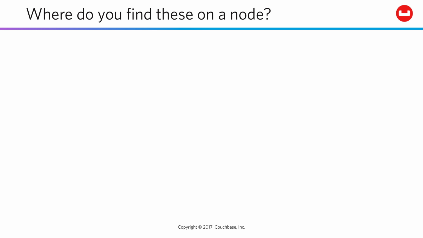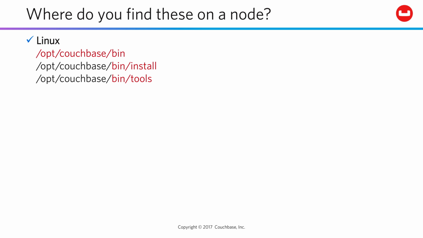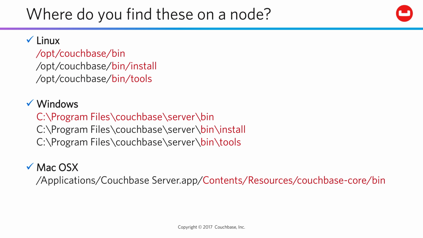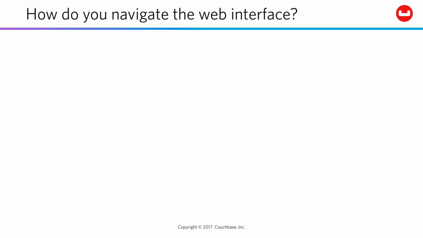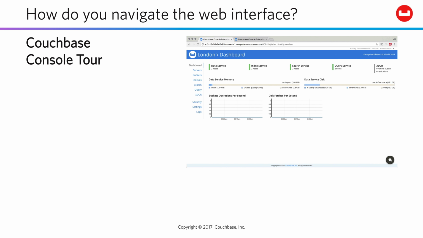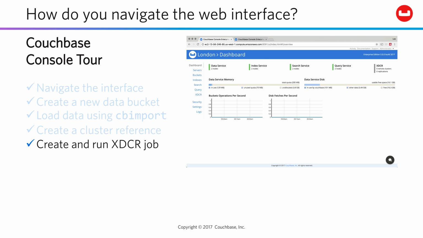You'll find all of this where you'd likely expect it, in the bin folder and related folders on Linux, on Windows, and on Mac. Of course, pictures are worth 1,000 words, as they say, and demonstrations are even better. We're going to take a short look at some of the features we've been discussing. We'll look at navigating the interface, creating a bucket, loading data, connecting to another cluster, setting up an XDCR replication, and where to look for stats and metrics.